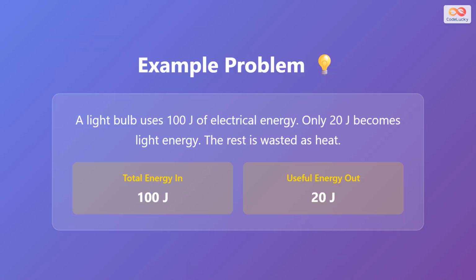Let's work through an example together. A light bulb uses 100 joules of electrical energy. Only 20 joules becomes light energy. The rest is wasted as heat. Our total energy in is 100 joules. Our useful energy out is 20 joules. Now we have everything we need to calculate the efficiency of this light bulb.